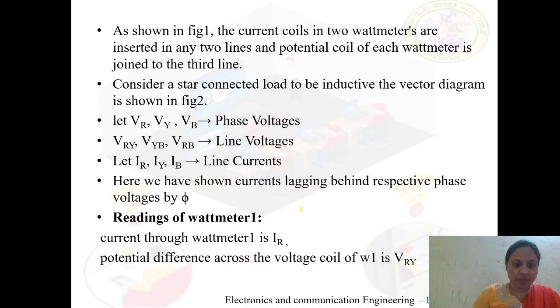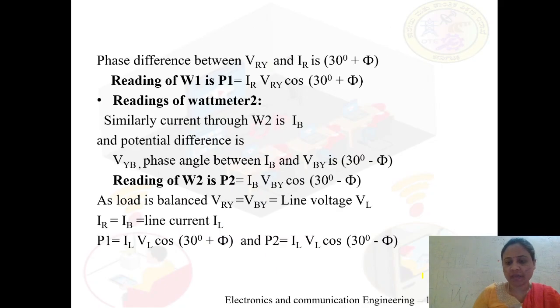So I repeat. From the first wattmeter, the current measured is IR and the voltage measured is VRY, because the voltage coil is connected between lines R and Y. The angle between VRY and IR is 30 plus phi. Therefore, the power from wattmeter 1 is nothing but IR times VRY times cos of 30 plus phi.